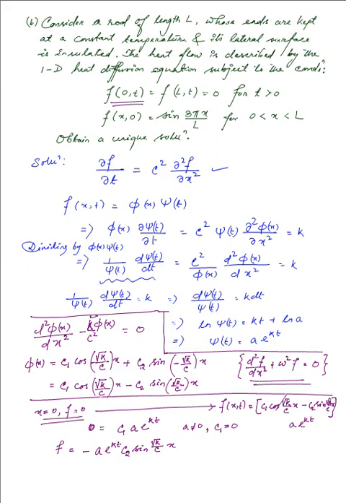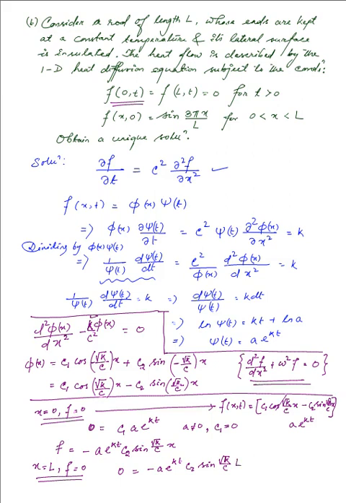Now we put the second condition over here, where for x equal to L, we have f equal to 0. So if this condition is put in the above value of f, we are left with f equal to 0, and on the right hand side we have minus a e to the power kt c2 sine, and the term root k over c remains as such. For x we have the value L.